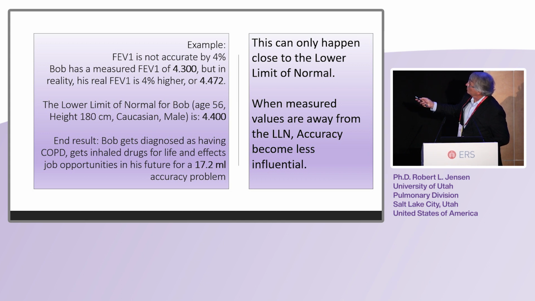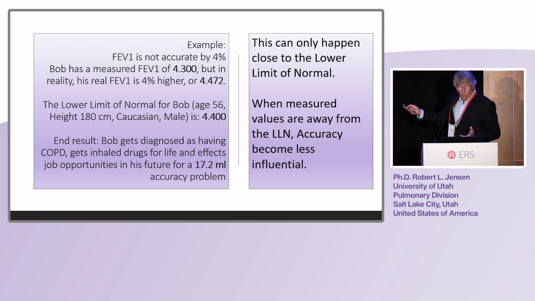Lower limit normal is this. If the inaccuracy is a few percent, 4%, then Bob can get misdiagnosed, and he gets inhaled drugs for life for a 17.2 milliliter change in a device's readings for FEV1.